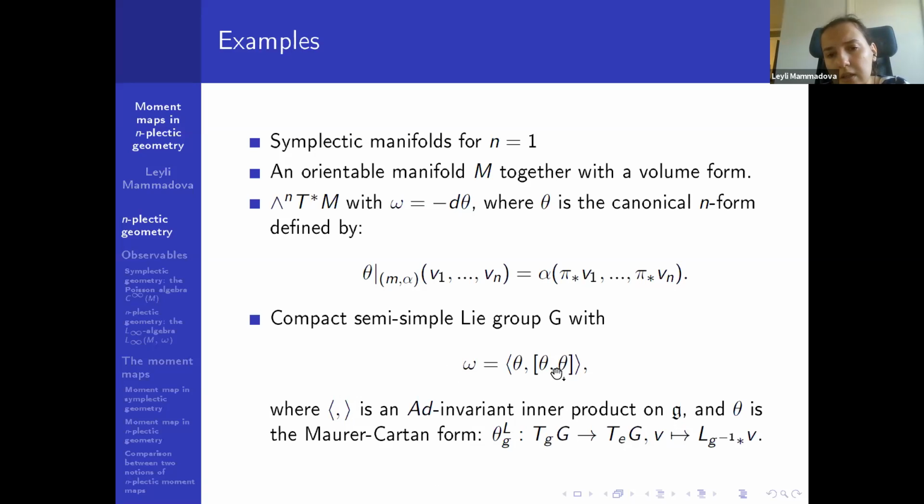You can apply Maurer-Cartan forms, take the Lie bracket right here on G, and then apply this ad-invariant inner product. The closedness here is due to this thing being invariant, and that follows from ad-invariance. So it's closed because it's ad-invariant. And non-degeneracy is because of this semi-simplicity right here.